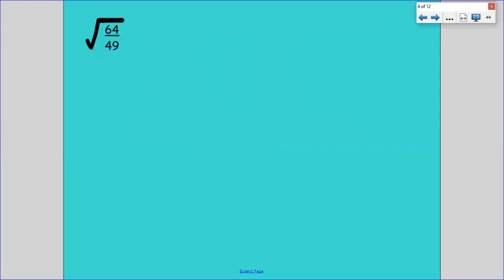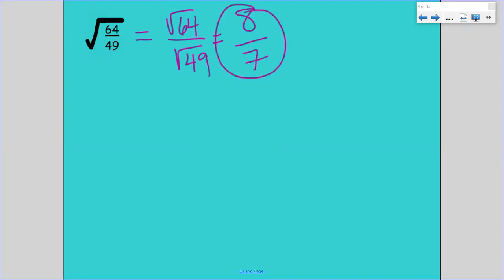So let's start with the two perfect squares here to make it easy. The square root of 64 over 49 really equals the square root of 64 over the square root of 49. That's what that really means, right? Well, the square root of 64 is equal to 8, and the square root of 49 is equal to 7. So the square root of 64 over 49 is 8 over 7.